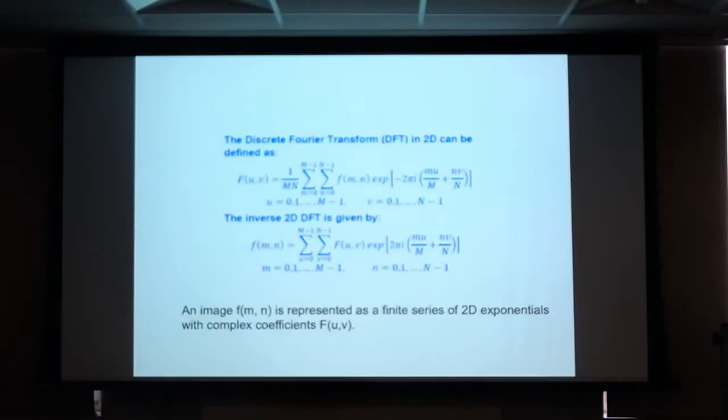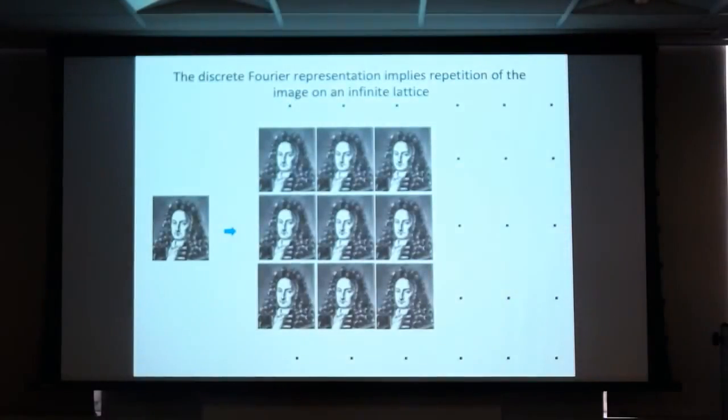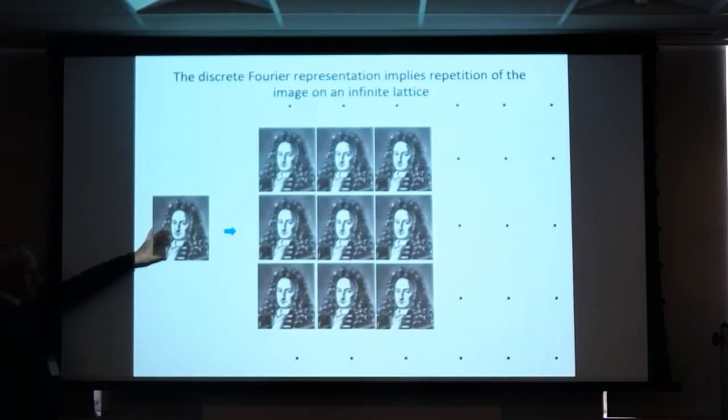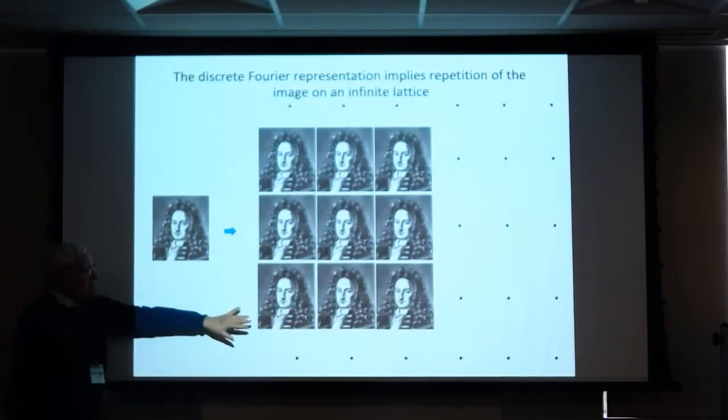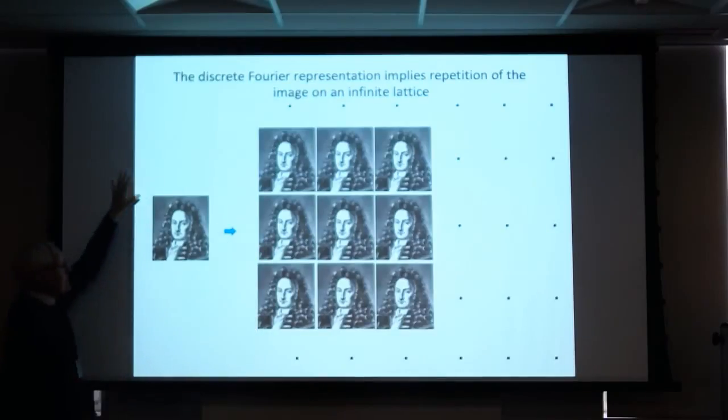So we can really characterize the image as a series of these elementary signals. And here is such a representation for a discrete Fourier transform, because we only deal with discrete representations of images, so we don't deal with integrals. We deal with a discrete series, and a discrete Fourier representation implies the repetition of the image on an infinite lattice. So if I represent this as a discrete series, then it implies that I represent these images going on to infinity.